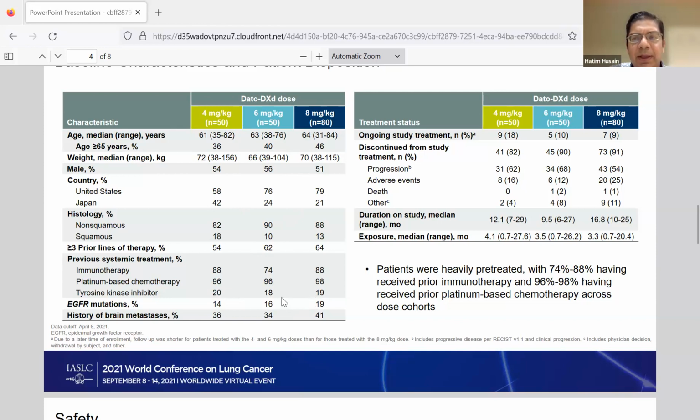Importantly, this study included both non-squamous patients as well as squamous patients. And as we think through the second line, a natural question is, should we be treating the patients with squamous etiology differently than those patients with non-squamous?